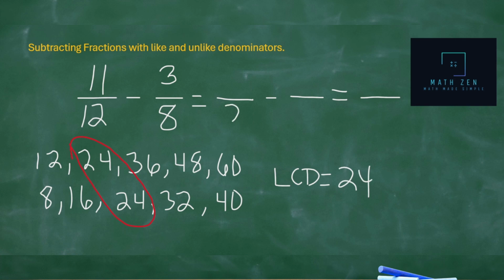And that is the new denominator that I'm going to use for my two renamed fractions. So now I would ask myself, what did I do to the 12 to make it 24? Well, I multiplied it by 2, which means that I have to do the same to my numerator, which is going to give me 22 over 24. Next, I would have to ask myself, what did I do to the 8 to make 24? Well, I multiplied by 3. And 3 times 3 for our numerator gives us a new numerator of 9.